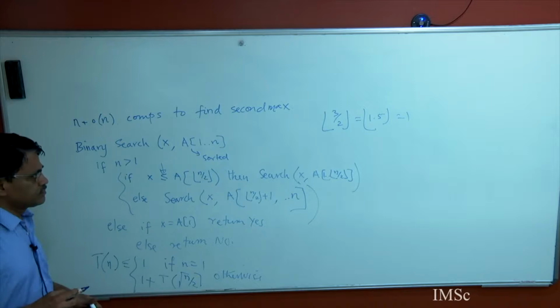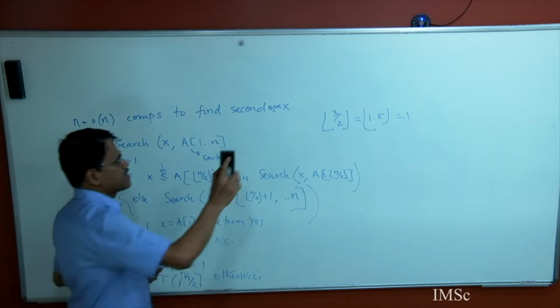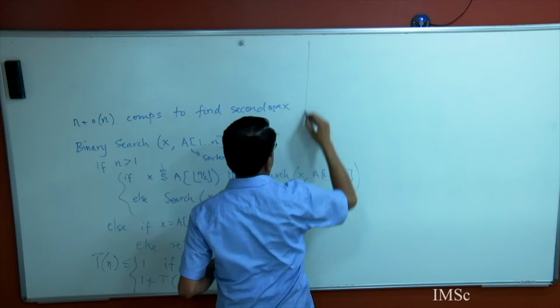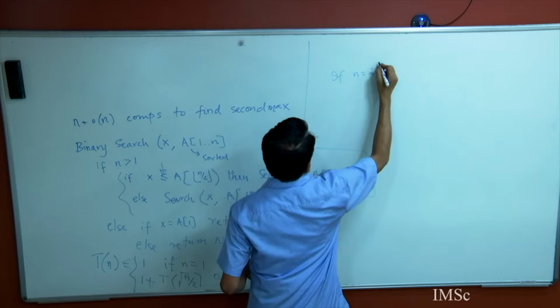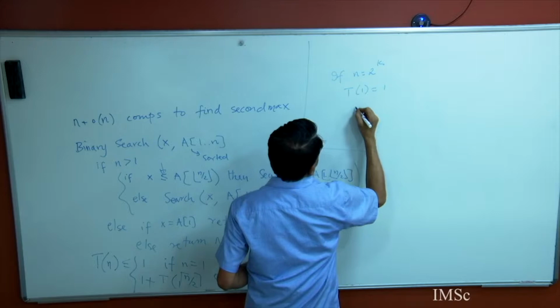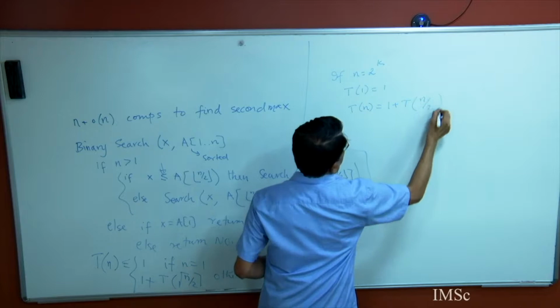Okay. So today, what I want to get to is, what if n is not a power of 2? How do I analyze it? Right? So if n is equal to a power of 2, life is easy. Then we have T of 1 is 1 and T of n is 1 plus T of n by 2. I don't have to worry about floor and ceiling because n is divisible by 2 any number of times.